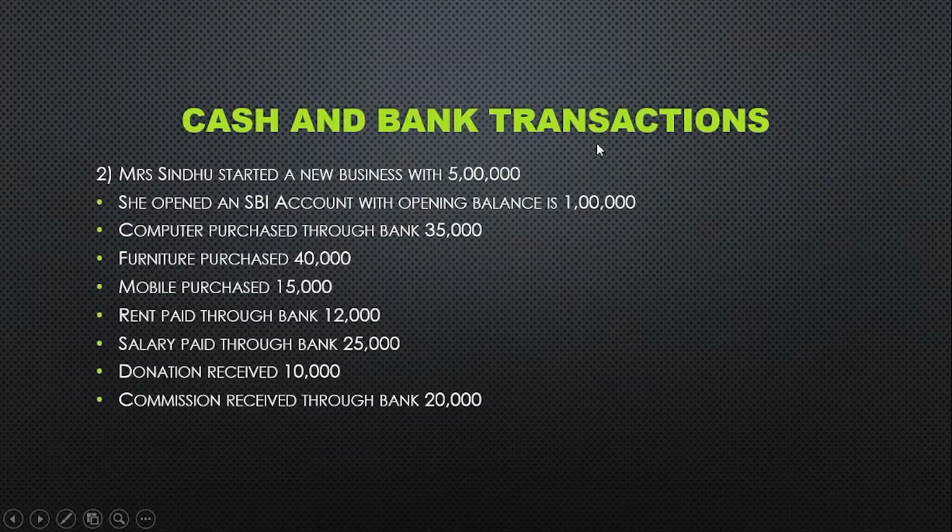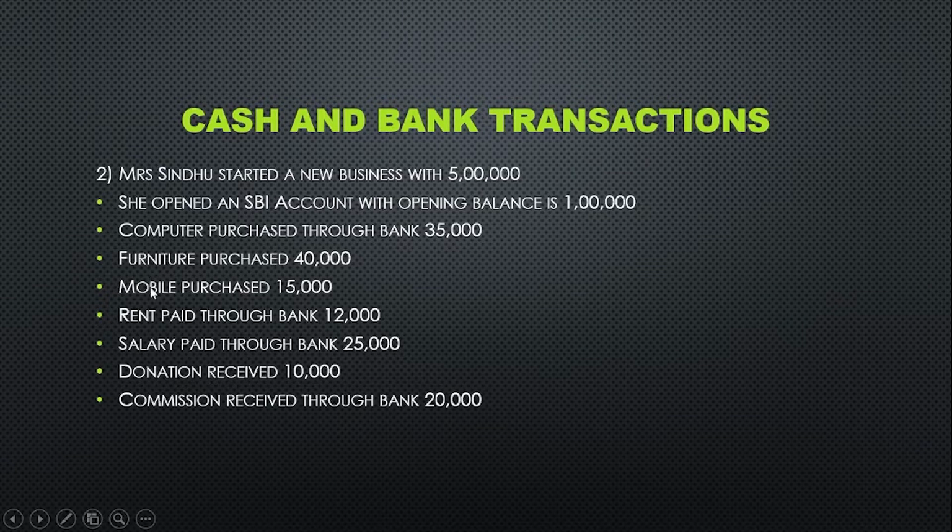Cash and bank transaction. Mrs. Sindhu started a new business with 5 lakh rupees. She opened an SBI account with opening balance 1 lakh rupees. In the previous problem, there was no opening balance, but in cash and bank transaction, there is an opening balance of rupees 1 lakh. Computer purchased through bank, that is 35,000 rupees. Computer is a fixed asset. As I said before, a fixed asset is nothing but an asset purchased for a long term. And furniture purchased, furniture is also a fixed asset. Mobile is also a fixed asset.